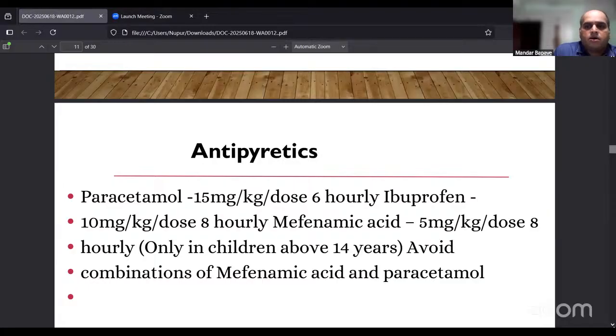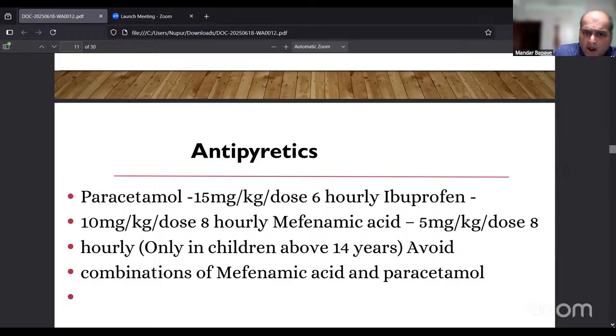The other potent NSAID which could be used for fever in special circumstances is ibuprofen, and the dose is 10 milligram per kilogram per dose. But here the half-life is around 8 to 10 hours. Therefore, ibuprofen should not be given more than 3 times in 24 hours. The commonest used medication which we see is mefenamic acid, but mind that this medicine is only given in children above 14 years.